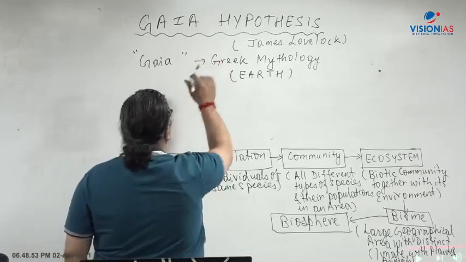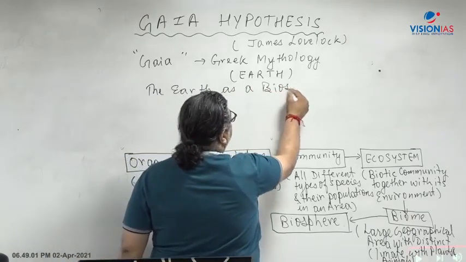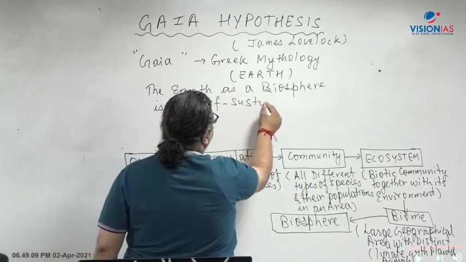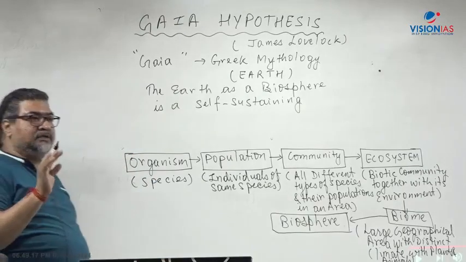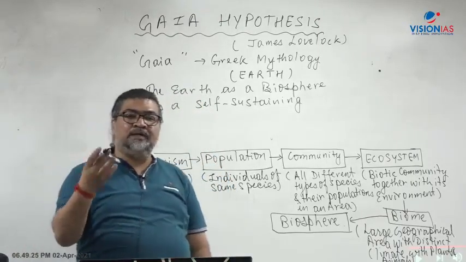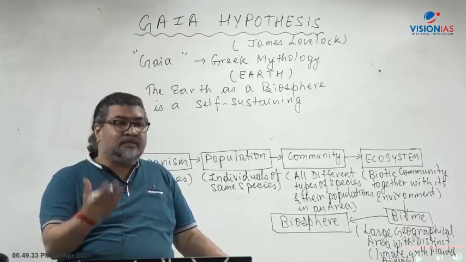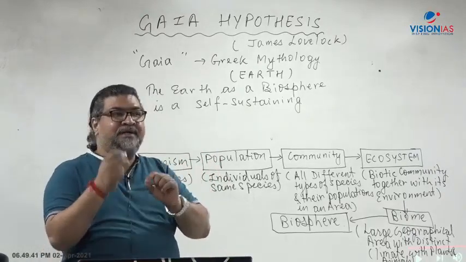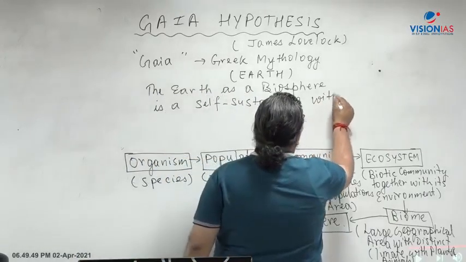Now, what is this particular hypothesis? Earth as a biosphere, as a biological sphere, is self-regulating or self-sustaining. It sustains all life forms: animals, including humans, plants, microorganisms. All are sustained on the Earth. And Earth is the only planet in the solar system which has life. All other planets in the solar system do not have life, but Earth has got life. So there is some kind of inherent mechanism in the Earth as a biosphere which controls, regulates and sustains all life forms. So here the Earth as a biosphere is self-sustaining, and one word comes in here: homeostasis.